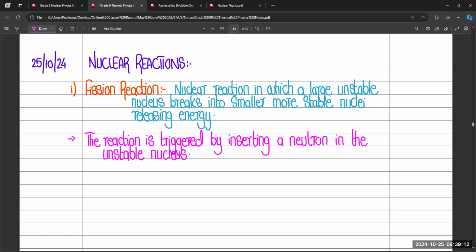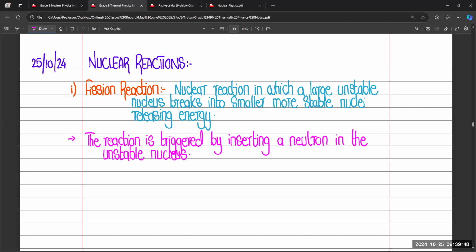Any idea why we are adding an extra neutron in the reaction? Why not proton? Why not electron? And why only neutron? We are inserting a neutron in the nucleus because that is already unstable. Basically, the reason is we know that neutron is neutral, right? So there is no charge on it.